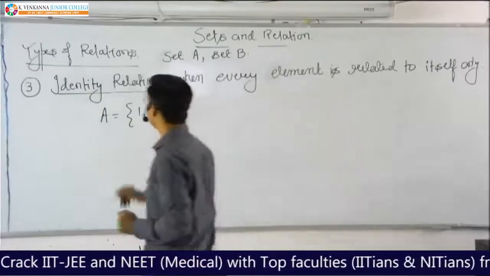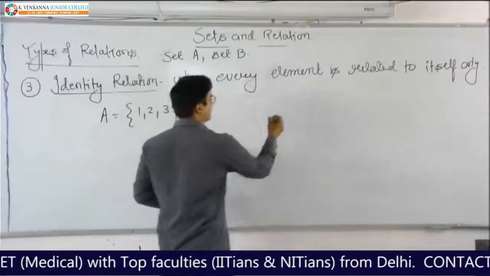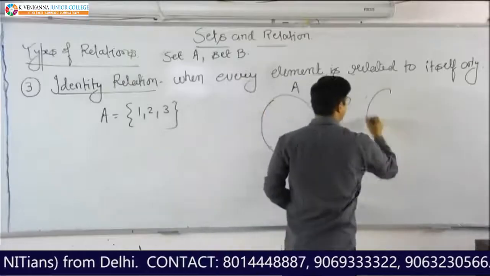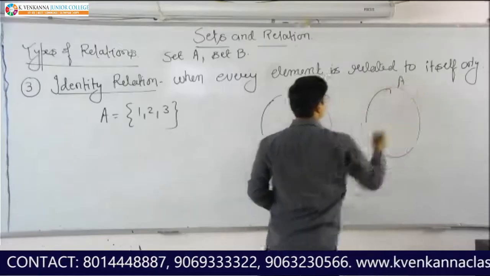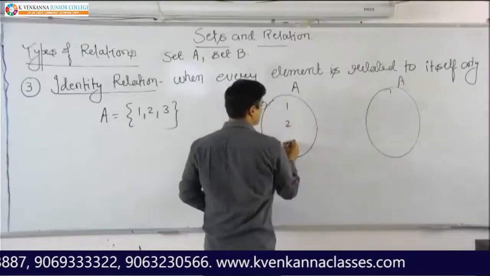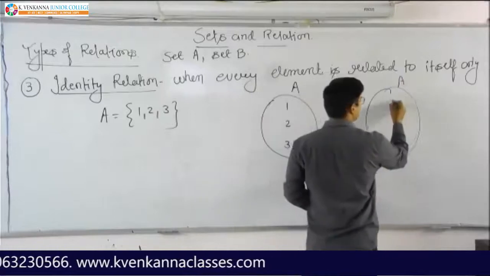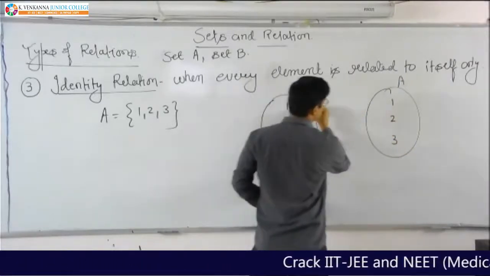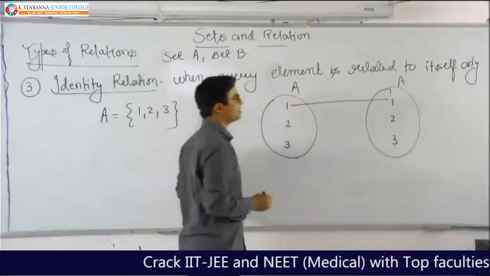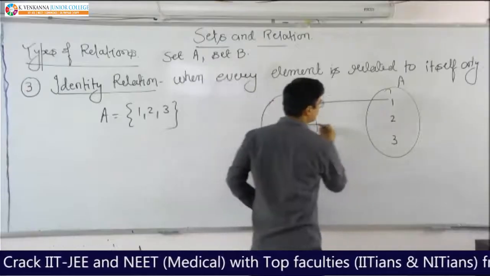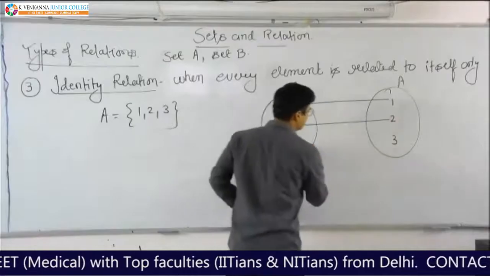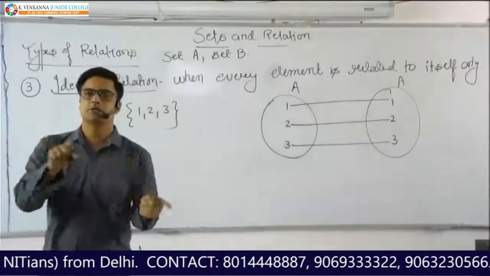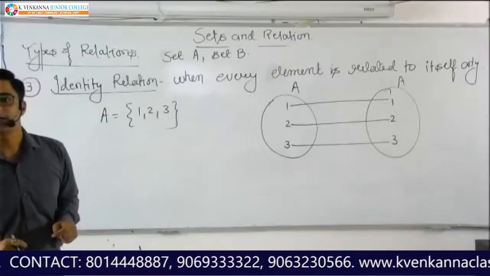So if set A is 1, 2, 3, and I'm defining a relation from set A to set A itself, then that means this is 1, 2, 3. This is also 1, 2, 3. That means this 1 is connected to 1 itself. 2 is connected to 2 itself. 3 is connected to 3 itself. Whenever this happens, it is called an identity relation.